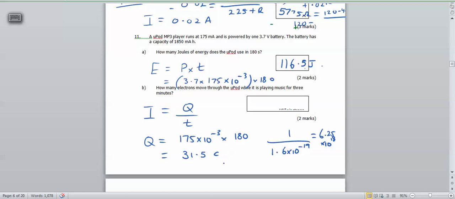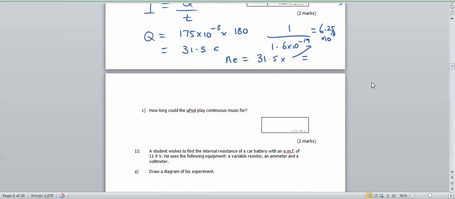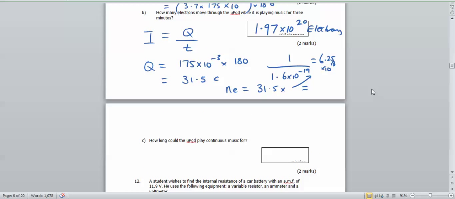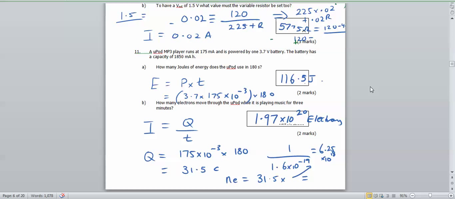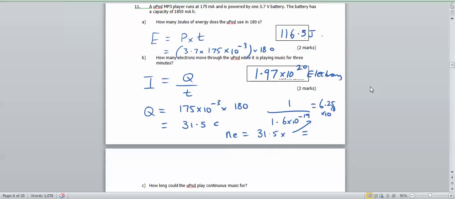So, therefore, the number of electrons is equal to the number of coulombs times the number of electrons per coulomb of charge. So we've got 31.5 times what we have up here, which is equal to 1.97 by 10 to the 20 electrons. Okie dokie. How long could the UPod play continuous music for? Well, the battery has a capacity of 1850 milliamp hours.